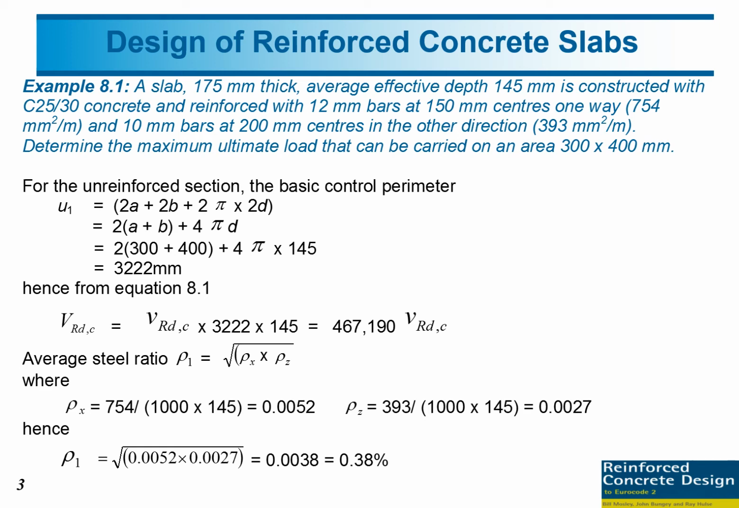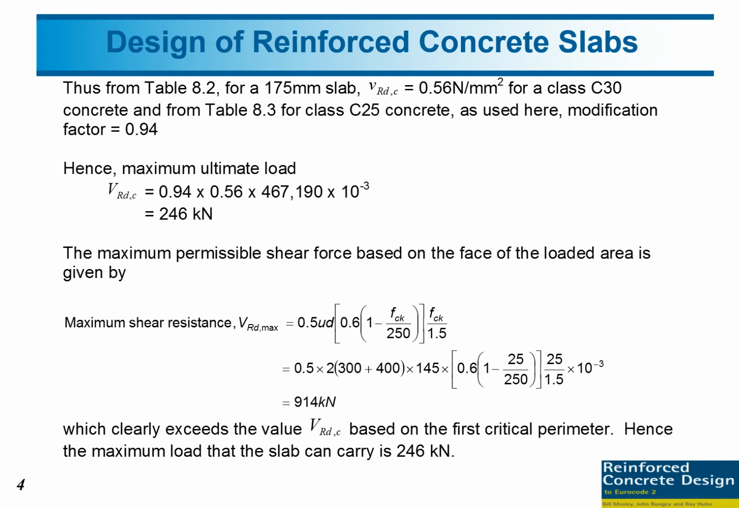After that, we can refer to the next slide on the table. From Table 8.2, we get a VRdc of 0.56 Newton per square mm for concrete grade 30. Because in the example we use concrete grade 25, we need to modify this value with a factor of 0.94. So 0.94 multiplied by the VRdc, multiplied by 467,190, multiplied by 10 to the power of negative 3 to convert from Newton to kilonewton. So VRdc is 246 kilonewton. This is the ultimate capacity of the slab without reinforcement.